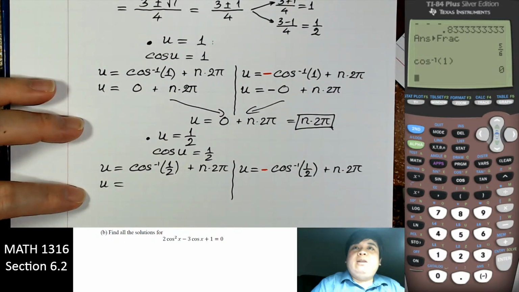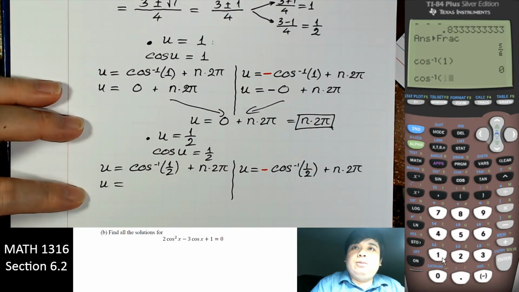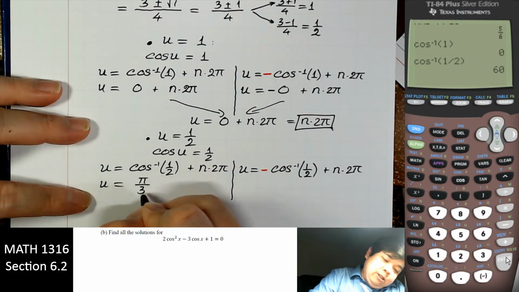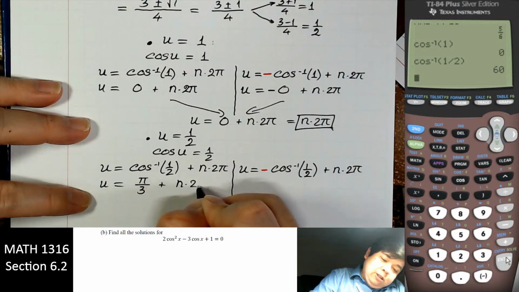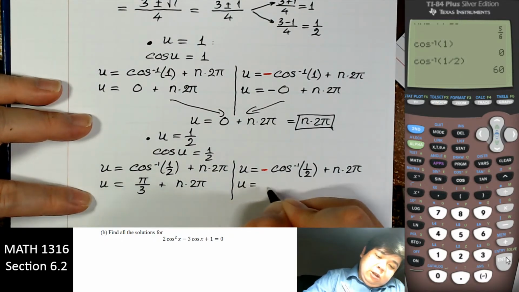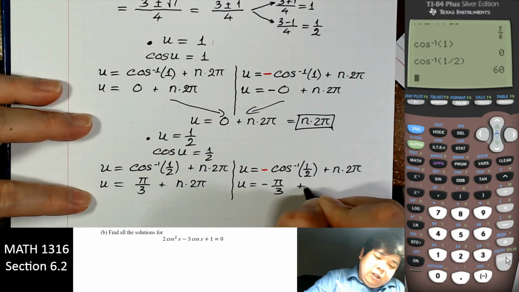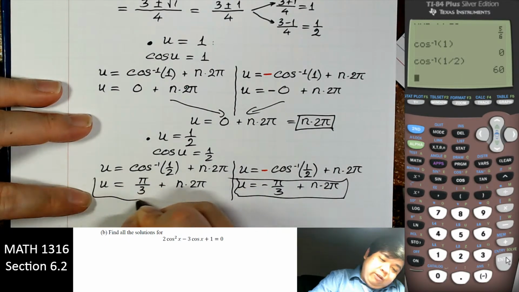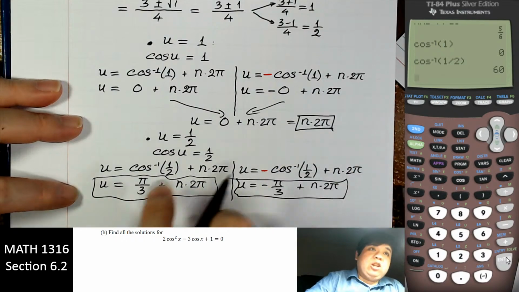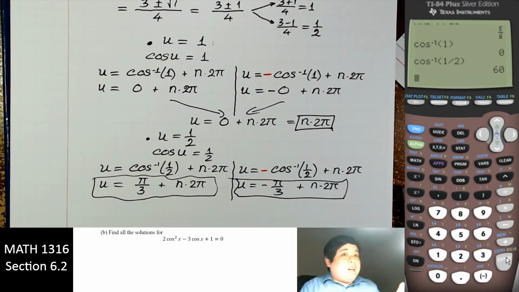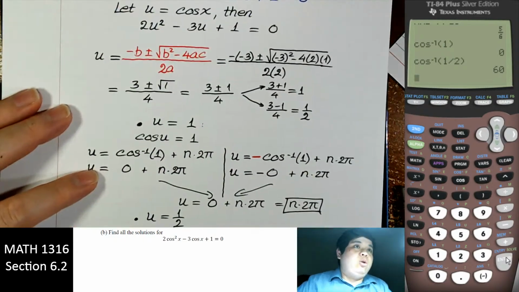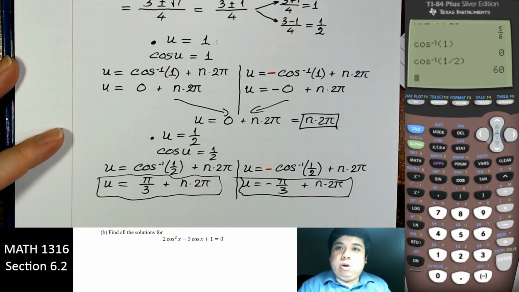Cosine inverse of 1/2 is 60 degrees, or pi over 3, or negative pi over 3 plus n times 2 pi. So we have 1, 2, and 3 solutions. 3 sets of solutions, because for this one we don't have any restriction between 0 and 2 pi.